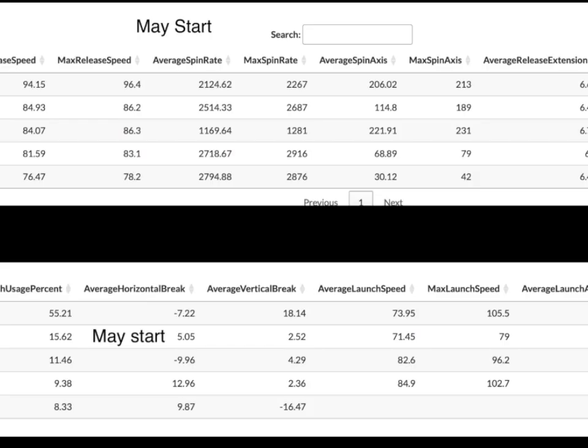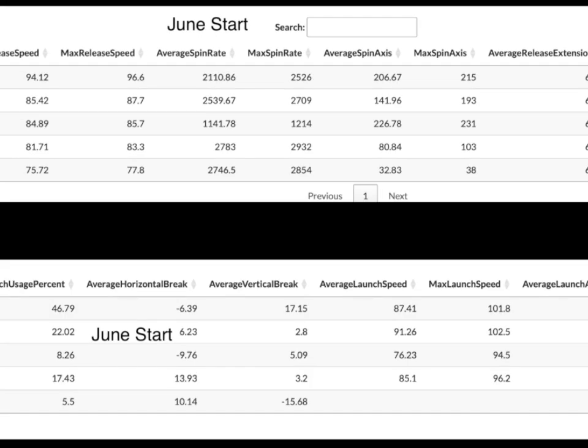The second thing was his pitch selection. In his May start, he was throwing his four-seamer 55% of the time and his cutter and slider 25%. In his June start, that jumped to 46%. So his fastball usage dropped by 10%, but his cutter and slider jumped by 15 to almost 40% usage.